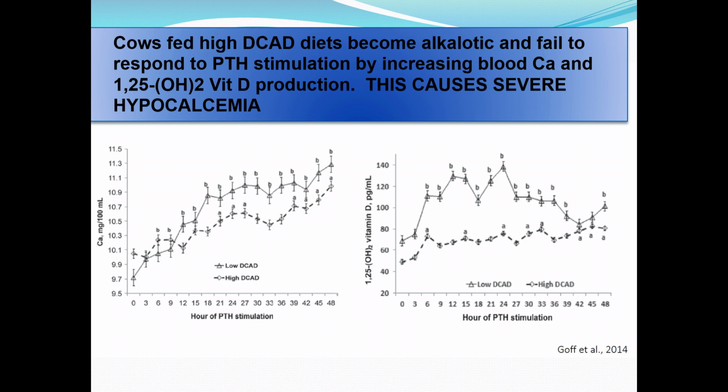Similarly, remember that one of the actions of parathyroid hormone is to turn on production of 1,25-dihydroxyvitamin D. Here you can see that our anionic diet cows respond very, very quickly to that parathyroid hormone injection and make a lot of 1,25-vitamin D. The cows that are on the high potassium diet fail to respond until maybe 24 hours after treatment. We think this is why cows get milk fever. High potassium diets put them in an alkaline state. It reduces the responsiveness of the tissues to parathyroid hormone.